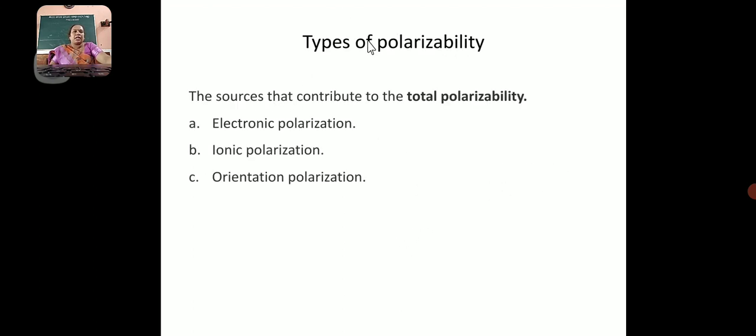And there are three types of polarizabilities: electronic polarization, ionic polarization and orientation polarization. Okay, thank you.